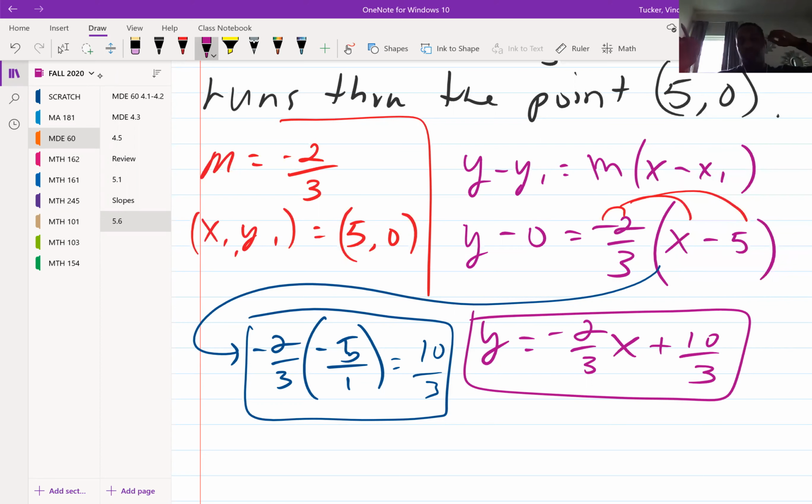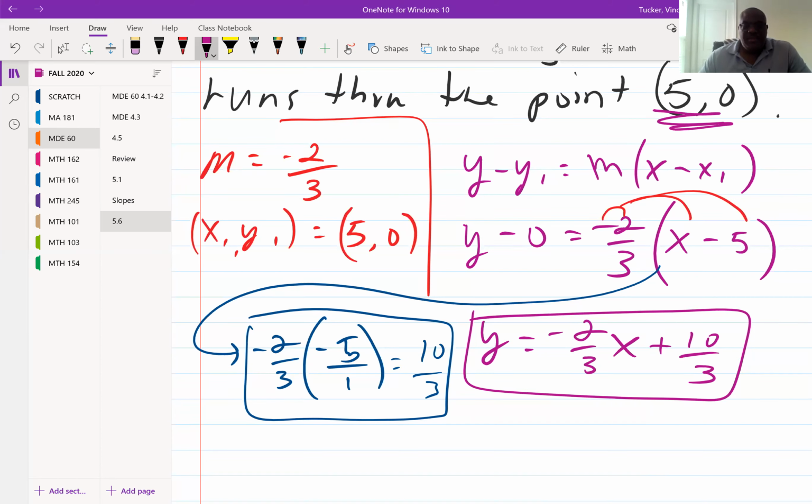Questions on that before we look at another scenario? I got a question. Why do you write x and y to the left underneath the -2/3? Why do you put that there? Well, that's the point that they gave us, which was (5, 0). They gave us the point right here, so that's my x1 and y1. Oh, okay.